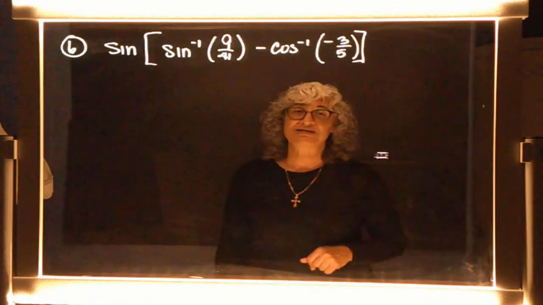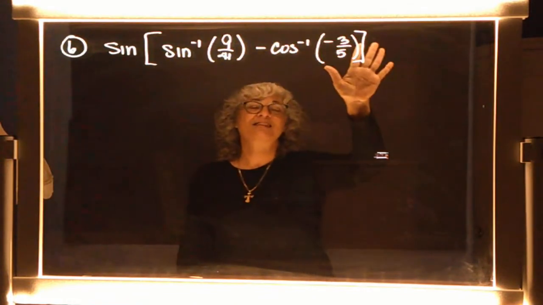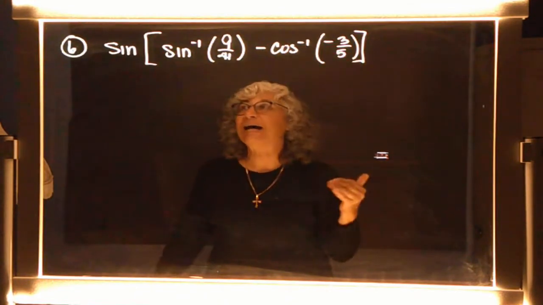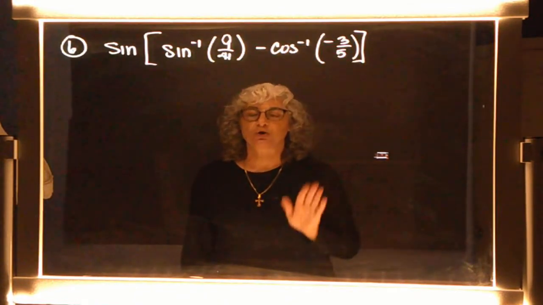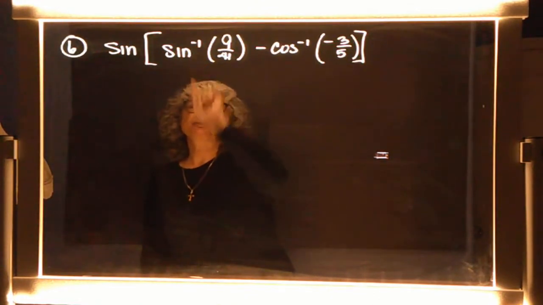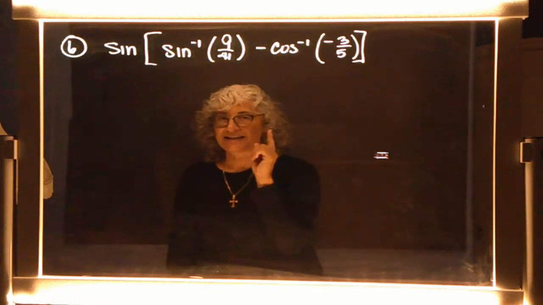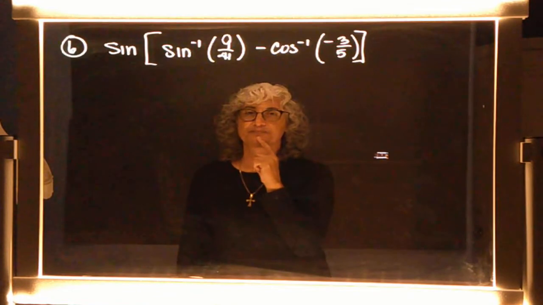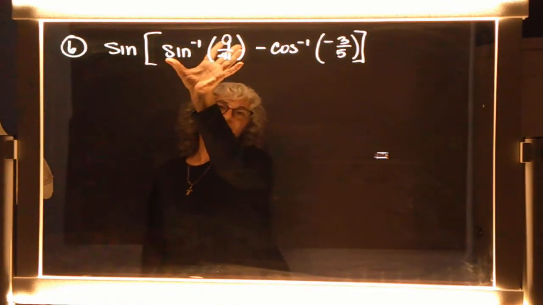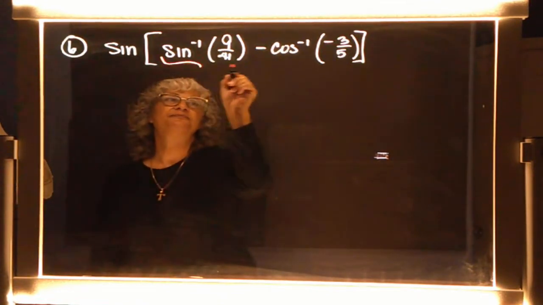Okay, so here's that brain teaser I mentioned. I'm taking the sine of this thing in the brackets. And what is this thing in the brackets actually representing? Remember when you see an inverse with a trig function, that means this 9 over 41 is the answer, not the angle, which means this whole thing is representing the angle.